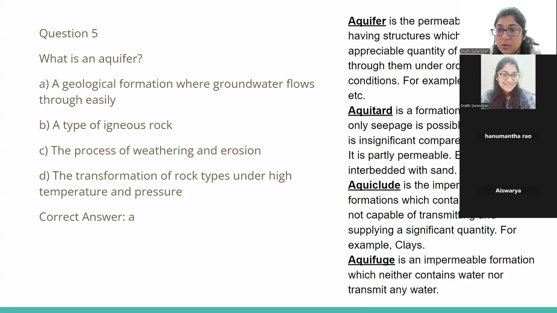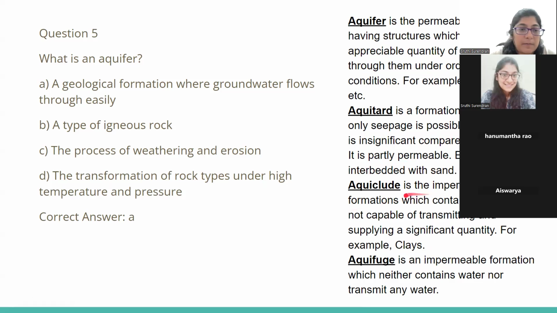But in the same way, aquitard is a formation where it can store ample water, but the movement is not very significant. Similarly, aquiclude is a formation where it can store water but not transmit water. Aquifuge is something that can neither store nor transmit water. So what are the examples for aquifer, aquitard, aquiclude, and aquifuge? This portion is a very important one. Definitely one or two questions can come from this portion.